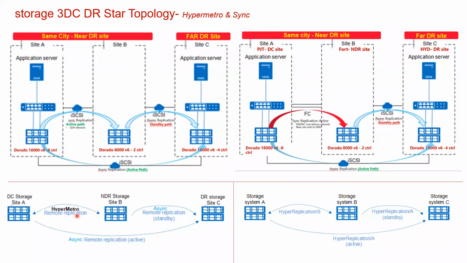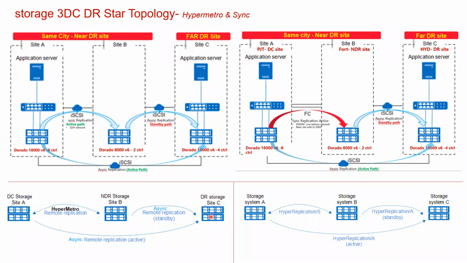And as I mentioned, from the solution point of view, we have two solutions. One is called the hypermetro, or the sync remote replication system between site A and site B. So in our 3DC DR Star solution, I can choose this mode, which is site A and site B in hypermetro. Hypermetro means active-active. So whatever is written on A is also written on B at the same point in time. So your A and B are in active state, and B and C are in active-passive state.